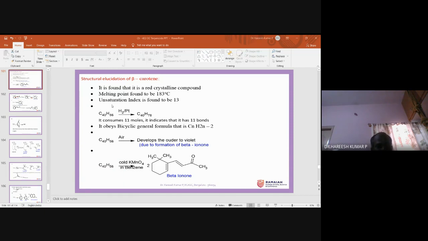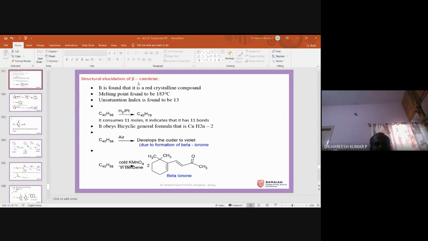So yesterday we discussed the structural illustration of barbaric acid, and also what carotenoids are, and the differences between alpha, beta, and gamma carotenoids. We also discussed the isolation of carotenoids. And today we will discuss the structural elucidation of beta carotene.